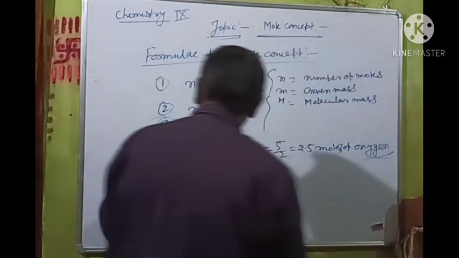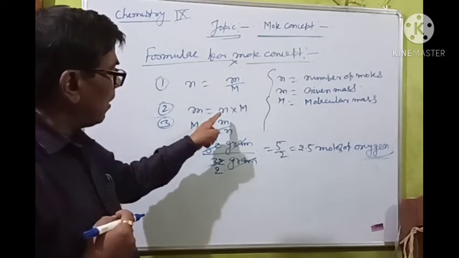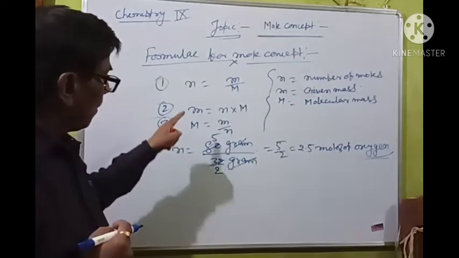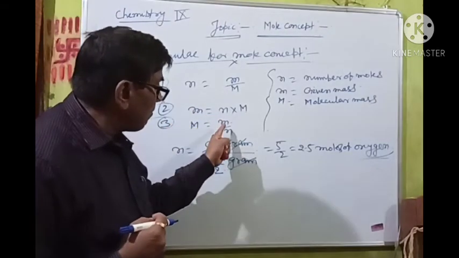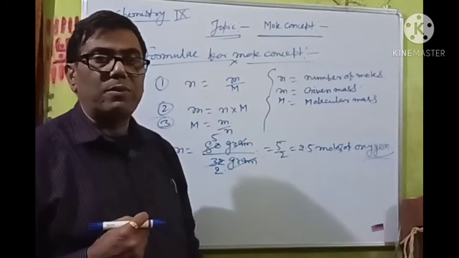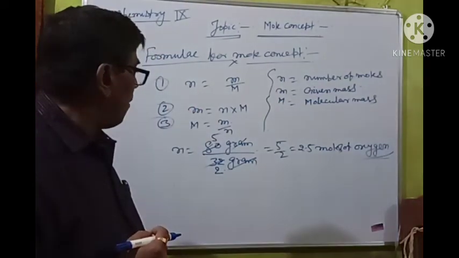So we can use this formula also when we know the number of moles and molecular mass, then we get the given mass. When we know the given mass and number of moles, then we get the molecular mass of the element or molecular mass of the compound.